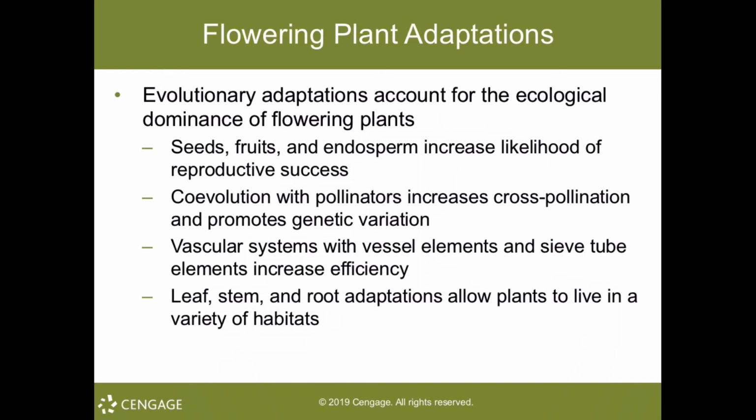So the vascular systems with vessel elements and sieve tube elements increase efficiency. And finally, the root, stem, and leaf adaptations allow plants to live, I would say, in a variety of habitats here on Earth. What's so amazing is the way in which these plants can adapt their life cycle, meaning they can go through that sporophyte generation and inhabit new habitats and changing environments. This adaptability is what has allowed these angiosperms to live where they live and the way they live.